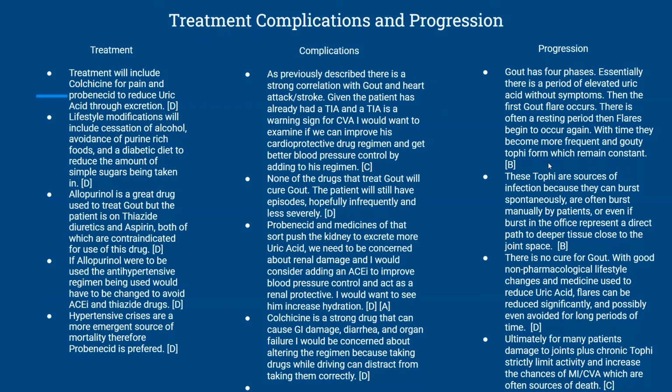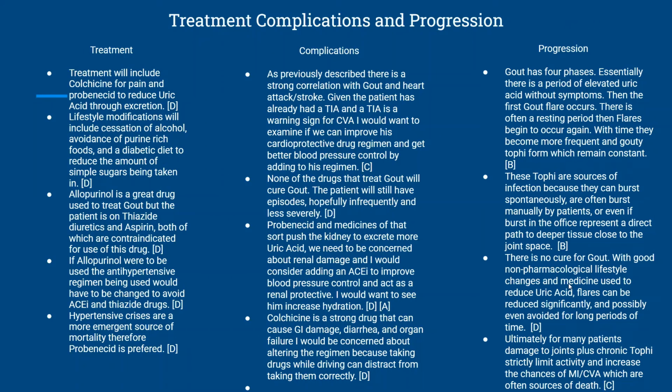Now, as far as progression goes, gout has basically 4 phases. Essentially there's a phase where you have elevated uric acid without symptoms, and then you have your first gout flare. And I think this is where this gentleman is at. He's had his first gout flare. After that, there's a resting period, and then you'll start getting flares. Those flares become more common. You start getting those gouty tophi, and then that process kind of snowballs from there.